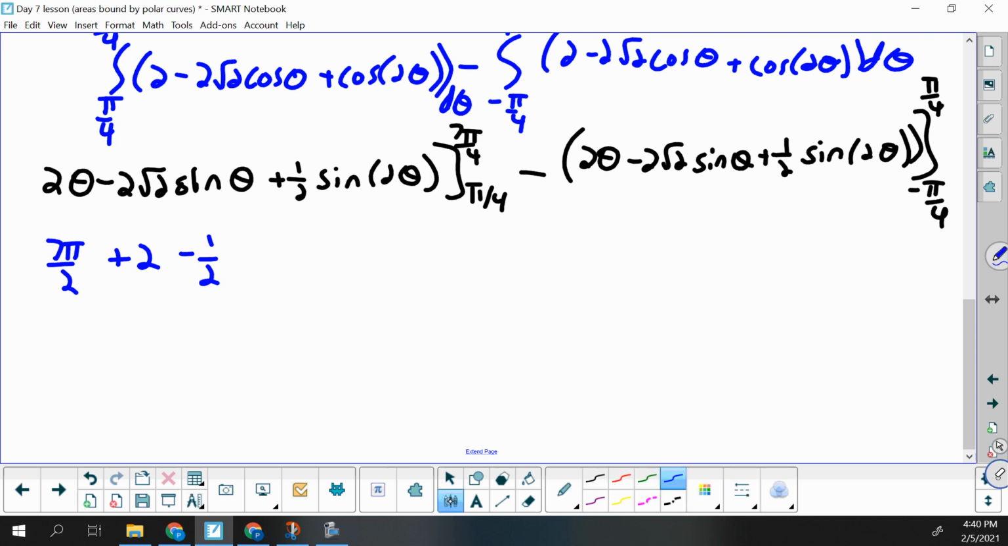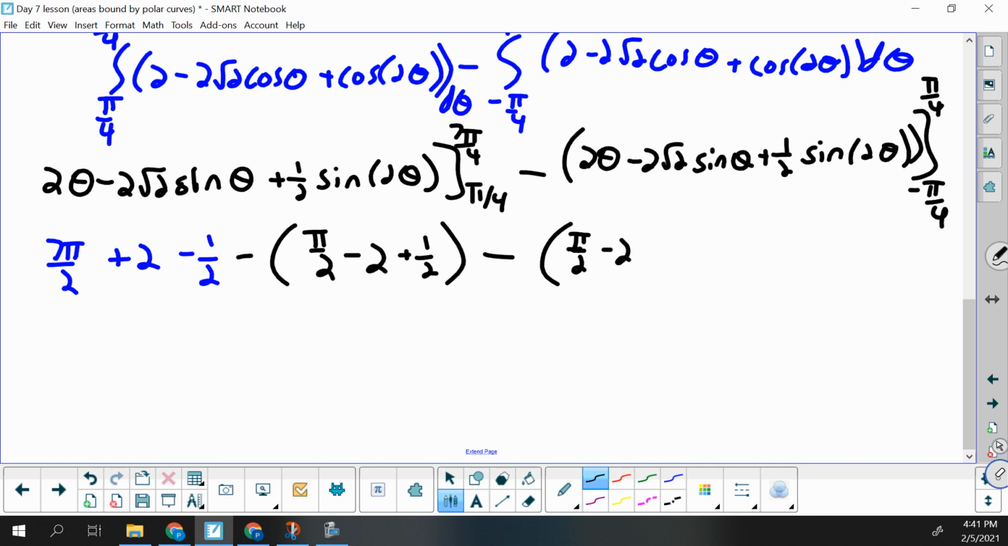Minus, start a parenthesis, pi over 4 times 2 will give us pi over 2. Sine of pi over 4 is either square root of 2 over 2 or 1 over square root of 2, so we get negative 2. Pi over 4 times 2 is pi over 2. Sine of pi over 2 is 1, so we get plus 1/2. Minus, now notice we're subbing pi over 4 into start, which is what we just subbed in. So we can just copy those ones over. That saves us a little bit of brain power.